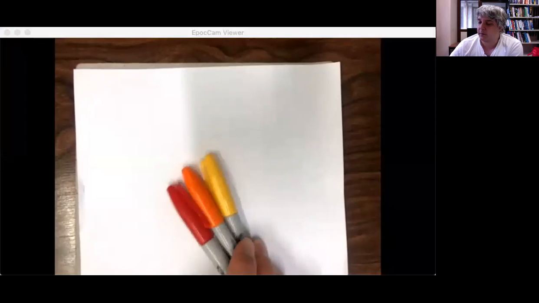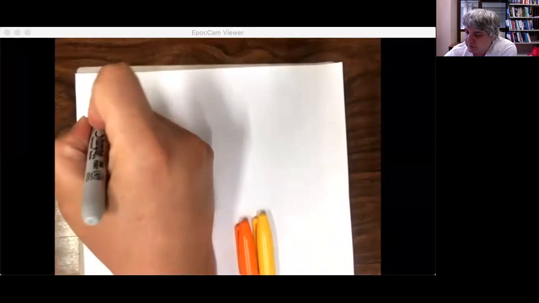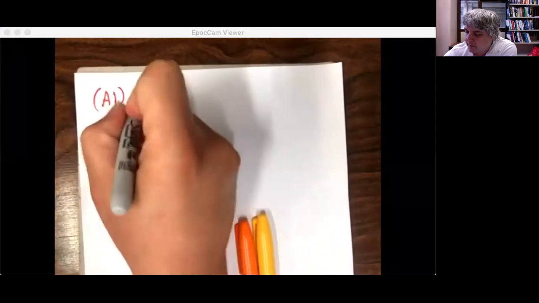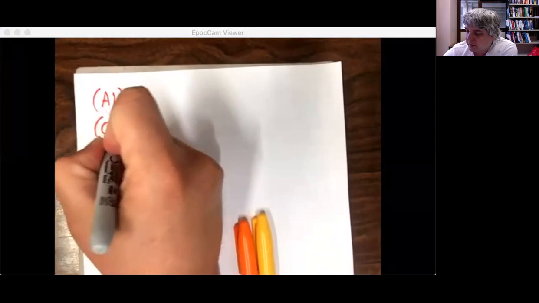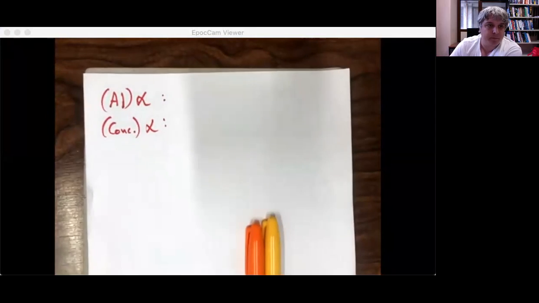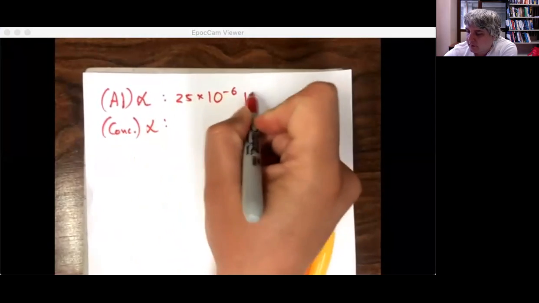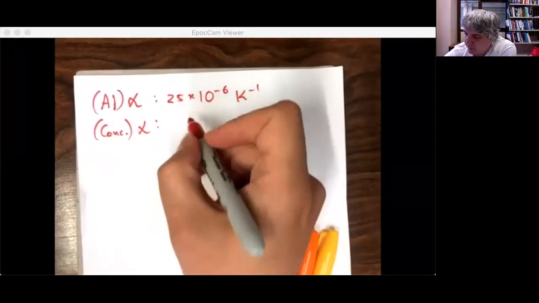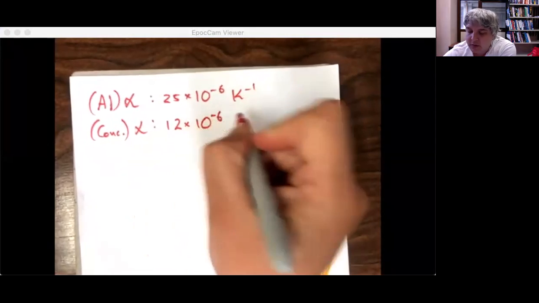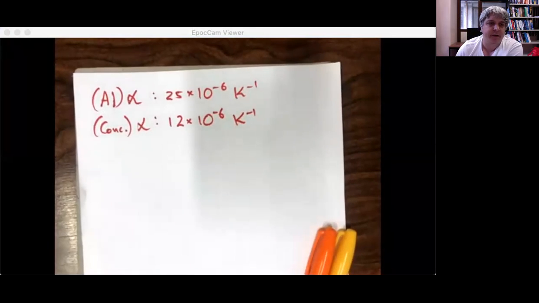So first thing we want to do is we said that we are looking at aluminium and concrete. So we need aluminium, so Al, we'll need alpha for that. And we'll need concrete, we'll need alpha for that. So for aluminium, we have 25 times 10 to the -6 per kelvins. And for concrete, we have about 12. I'm just going to use 12 because I don't have any information to change it. 12 times 10 to the -6 per kelvins. So those are our two linear expansion coefficients.